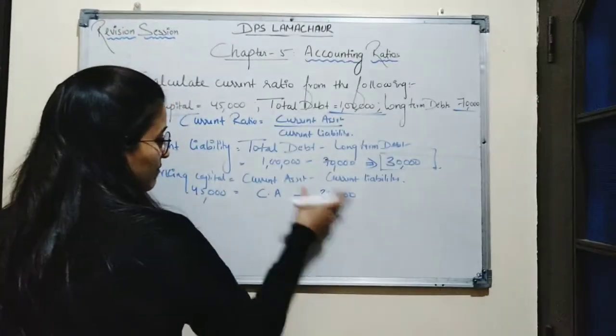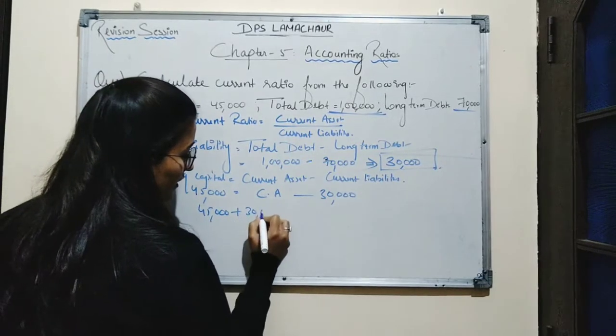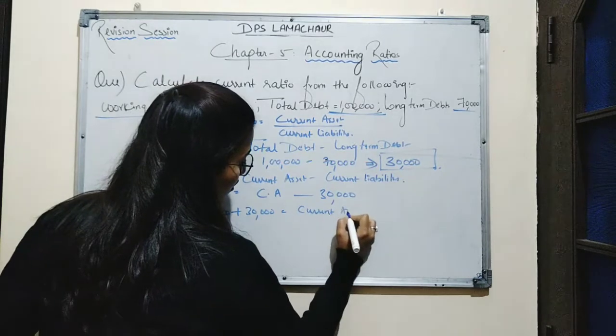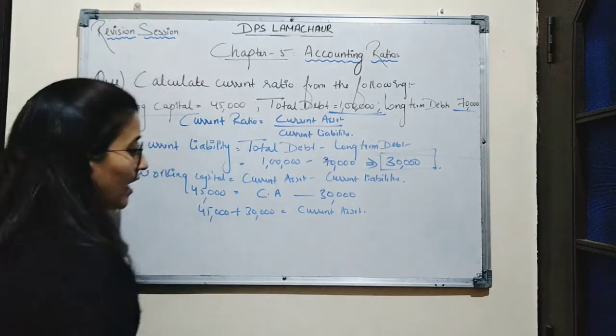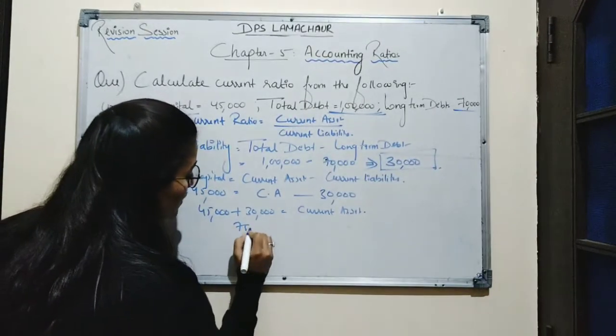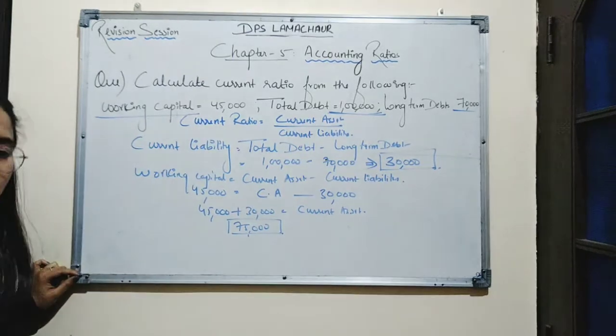Now we'll transfer this amount here. 45,000 plus 30,000 is equal to current asset. So 45,000 plus 30,000 is 75,000. The amount of current asset is 75,000.